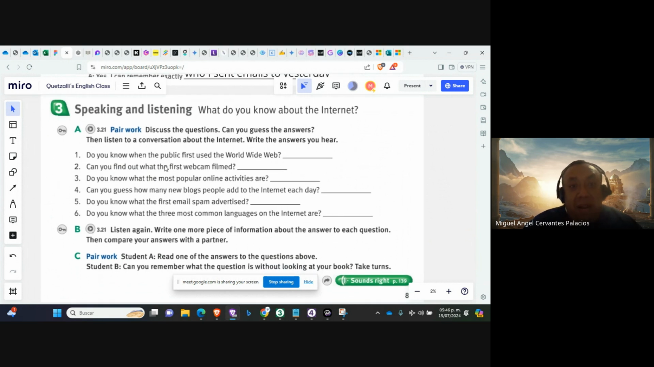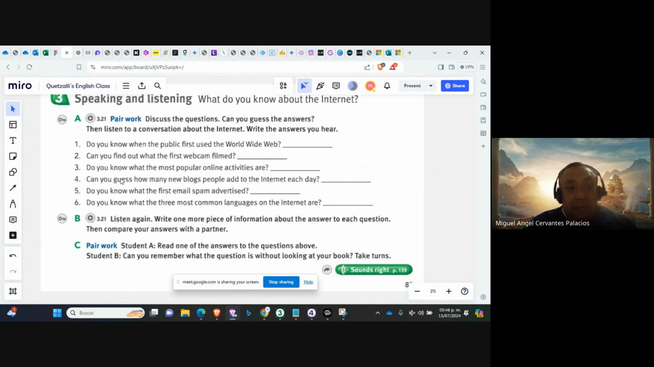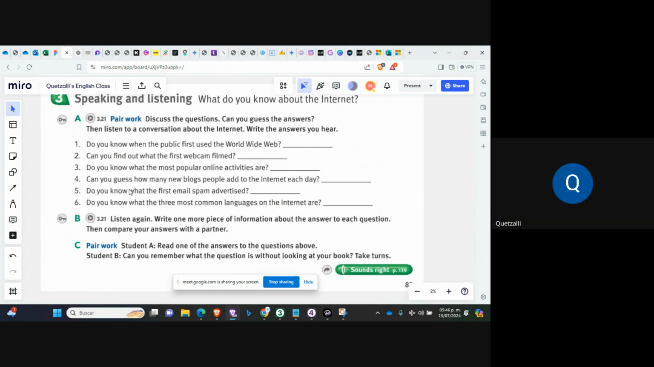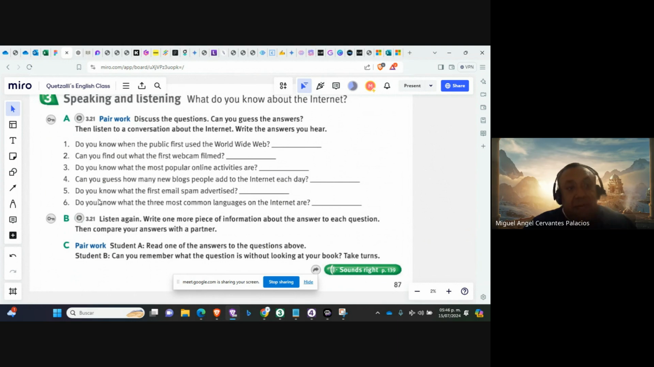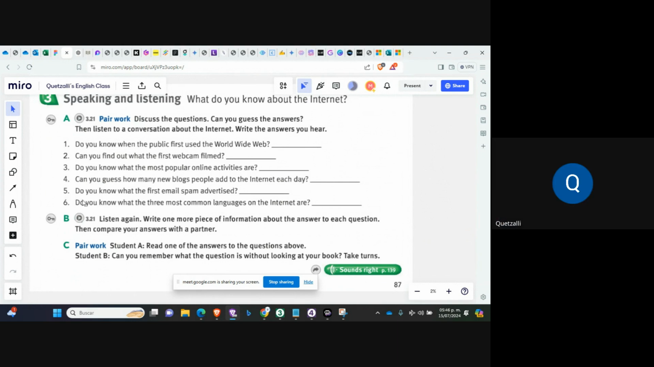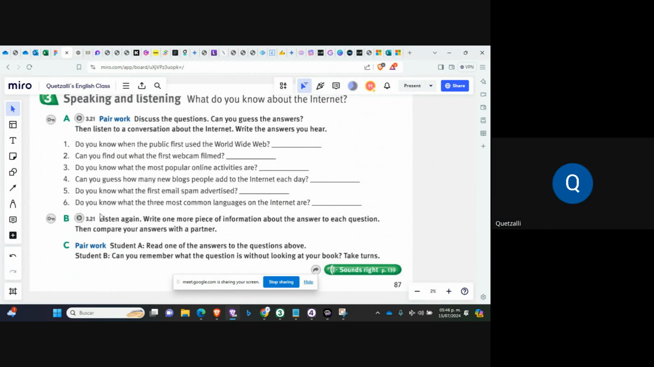For example, do you know when the public first used the World Wide Web? Two, can you find out what the first webcam filmed? Three, do you know what the most popular online activities are? Question number four, can you guess how many new blogs people add to the internet each day? Good. Do you know what the first email spam advertised? Very good. Six. Do you know what the three most common languages on the internet are?